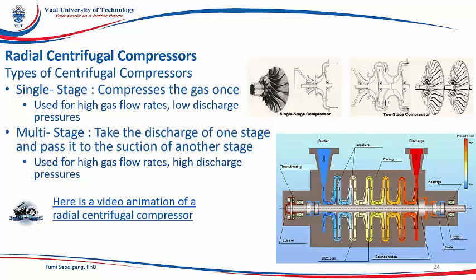Types of centrifugal compressors are the single-stage compressor, which compresses the gas once. This type of compressor is used for high gas flow rates and low discharge pressures.